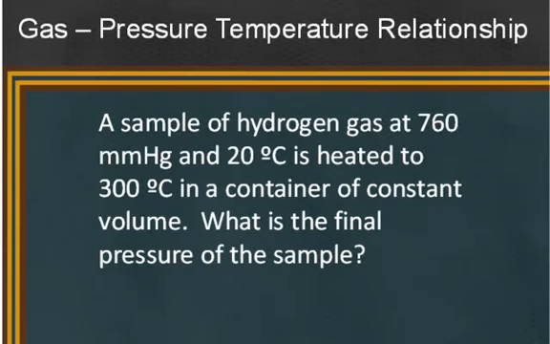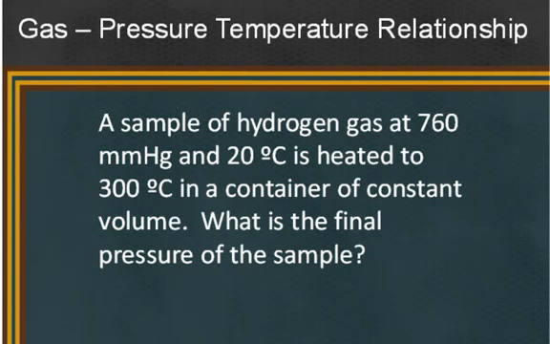This is a pressure-temperature relationship problem. A sample of hydrogen gas at 760 millimeters of mercury and 20 degrees Celsius is heated to 300 degrees Celsius in a container of constant volume. What is the final pressure of the sample?